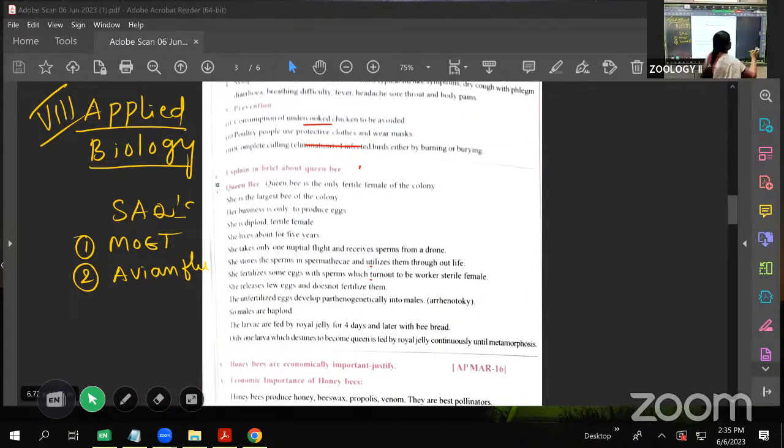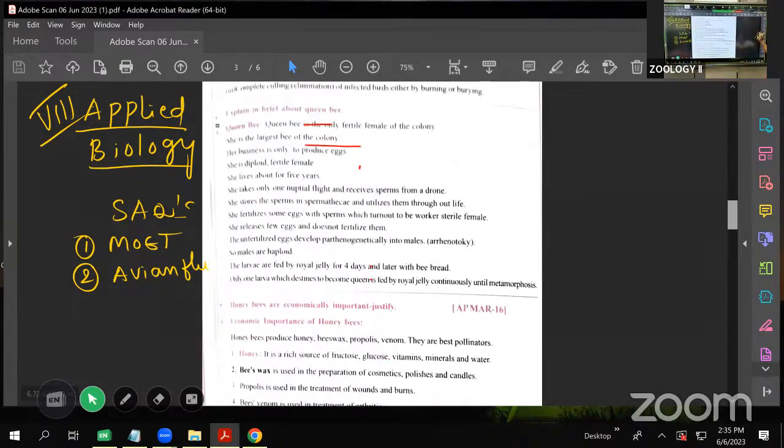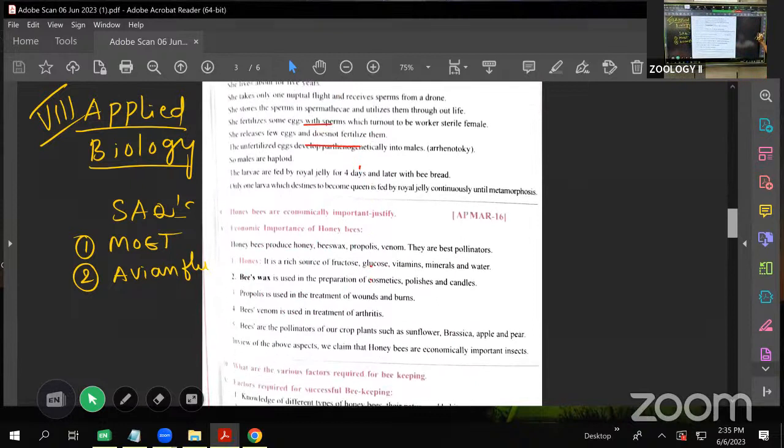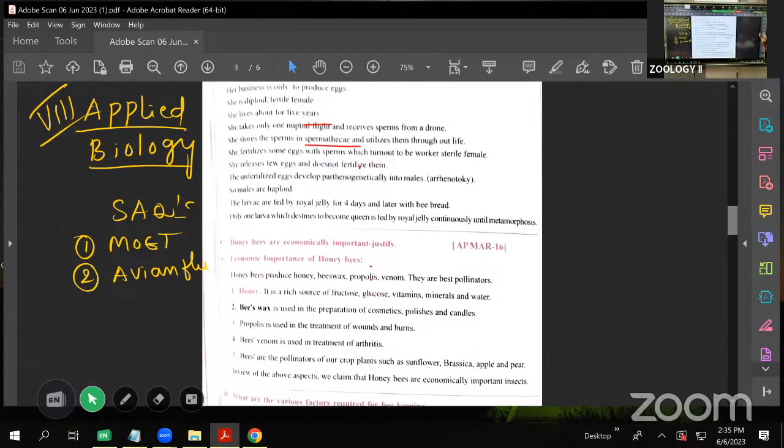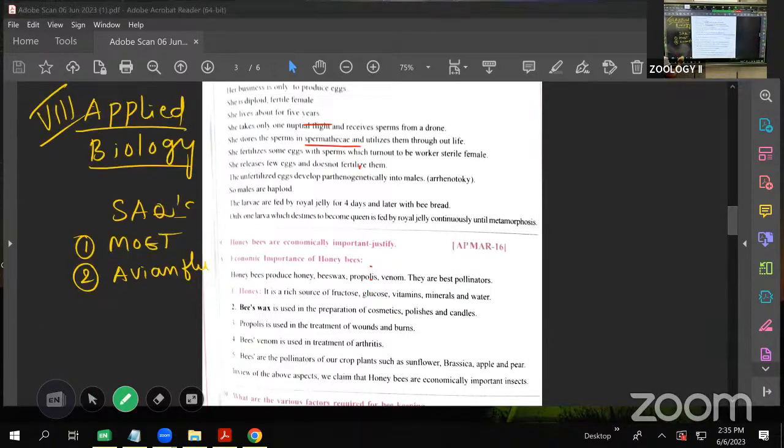Next is economic importance of honeybee. Third question, economic importance of honeybee.